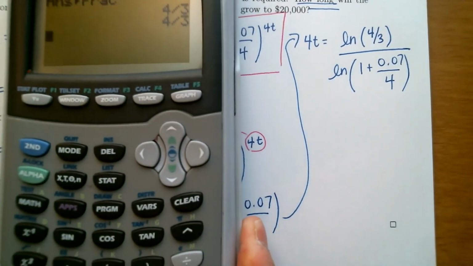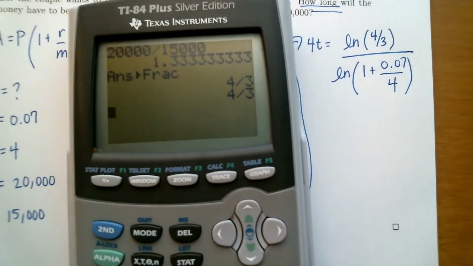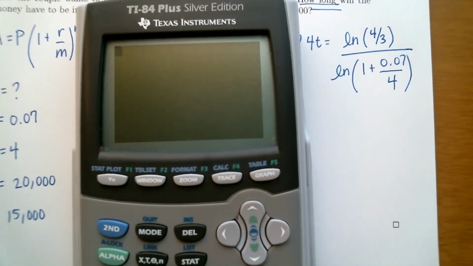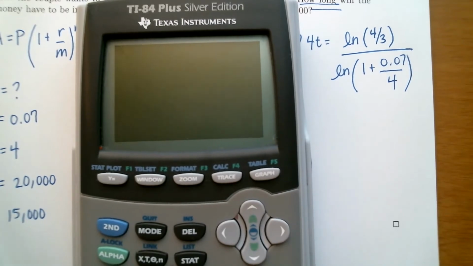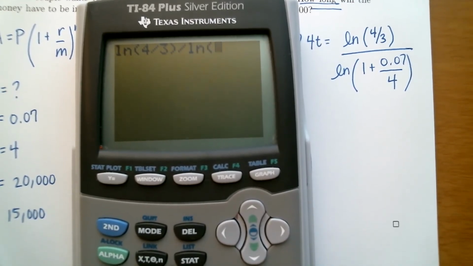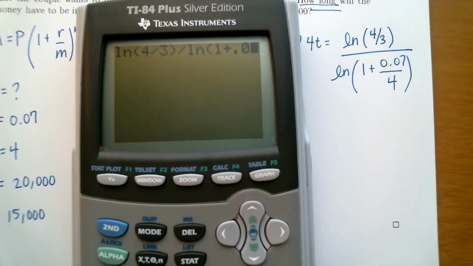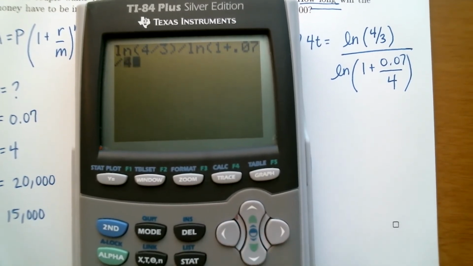All right, so let's go back to our calculator. Let me clear this. Make sure it's two separate logarithms that you're entering in. So this is going to be the logarithm of 4/3, close parentheses, divided by the natural log of 1 plus 0.07 divided by 4.